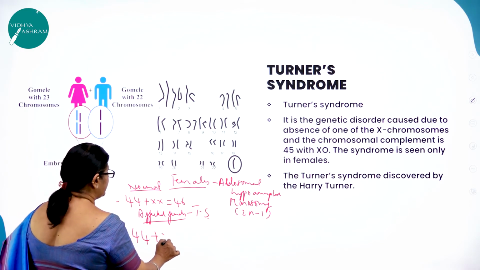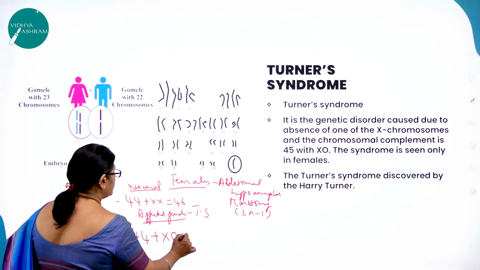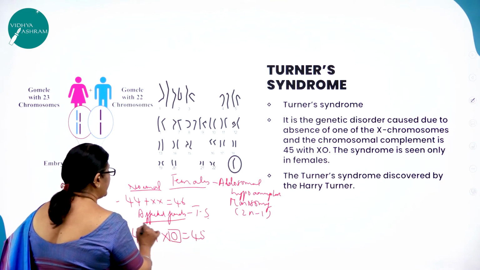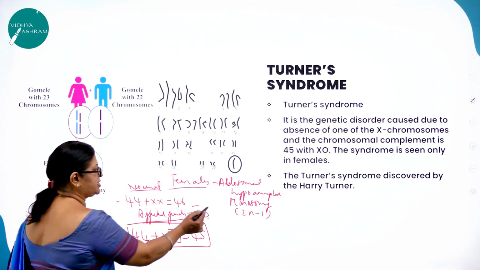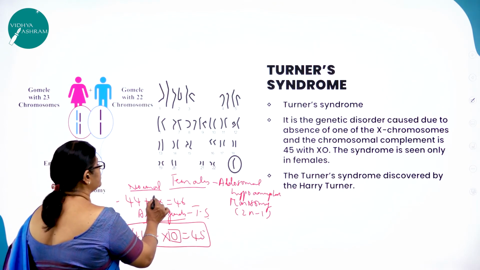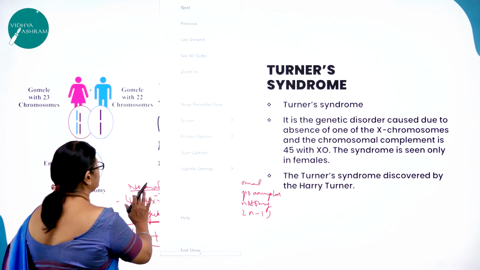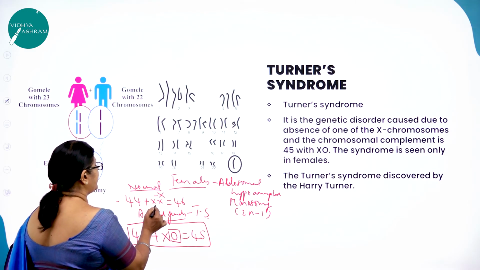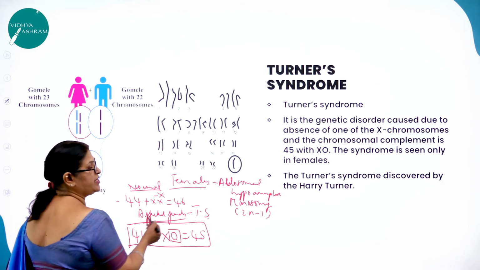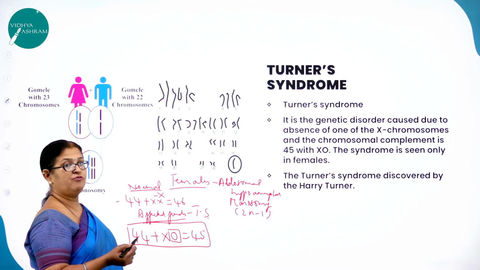44 plus X0 is equal to 45. What do you mean by 0 here? One X chromosome is missing. So what is it? 2n minus 1. So 1 is minus here. Here it is minus X. So what will it be? X0, 45. Instead of 46, it will be 45.